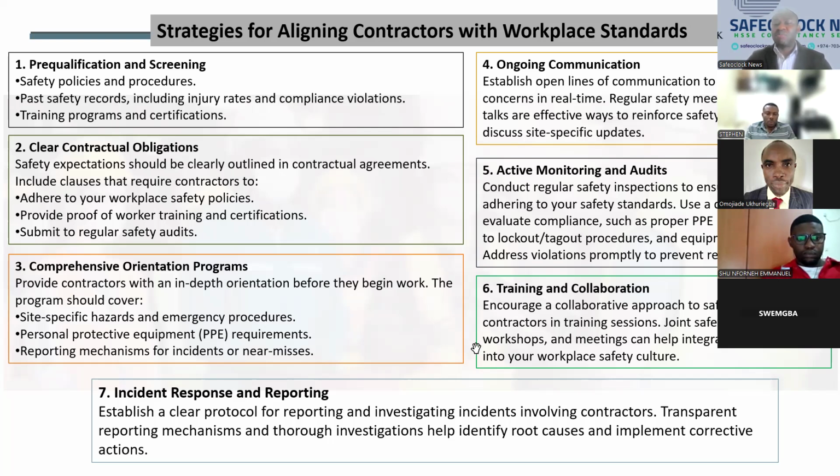Incident response and reporting. So there should be channels and a proper incident reporting procedure communicated to the contractors, and ensure that they follow it. If these are properly communicated and properly implemented, then we can say that we can adequately align the contractors to the safety standard of that organization.